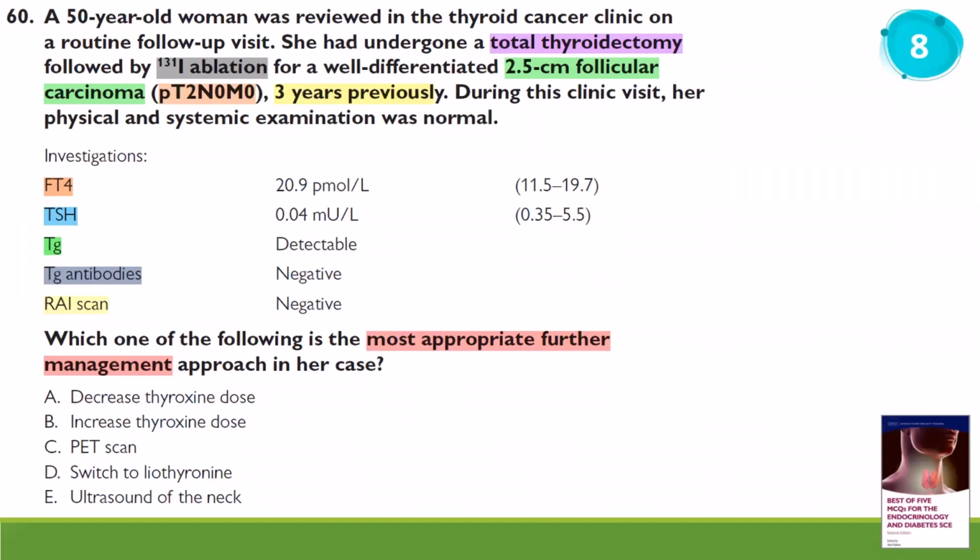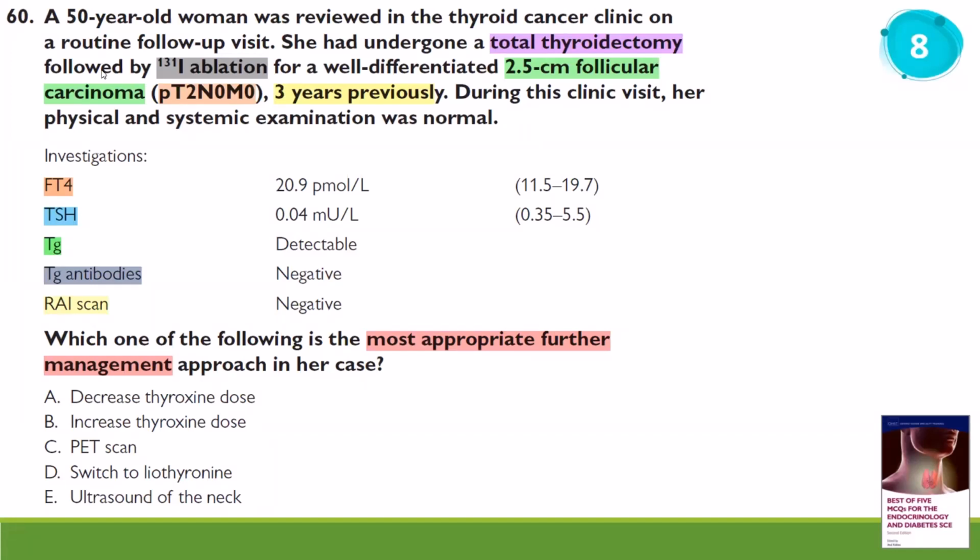Once TG is detectable, this means maybe a recurrence of thyroid cancer. Radioactive iodine scan is negative. Which one of the following is the most appropriate further management approach in her case? PET scan? PET scan. Ultrasound of the neck.